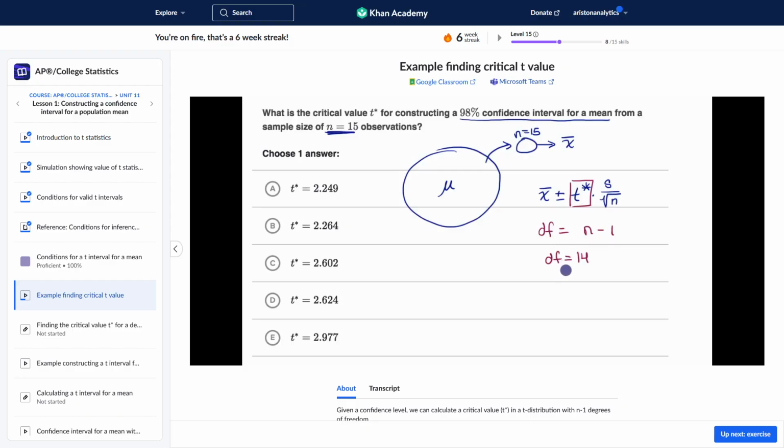And in future videos, we'll go into more advanced conversations about degrees of freedom. But for the purposes of this example, you need to know that when you're looking at the t distribution for a given degree of freedom, your degree of freedom is based on the sample size, and it's going to be your sample size minus 1 when we're thinking about a confidence interval for your mean. So now let's look at the t-table.